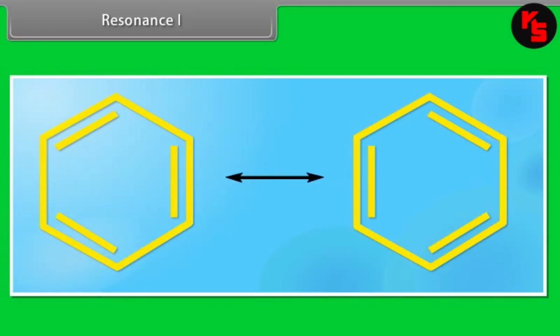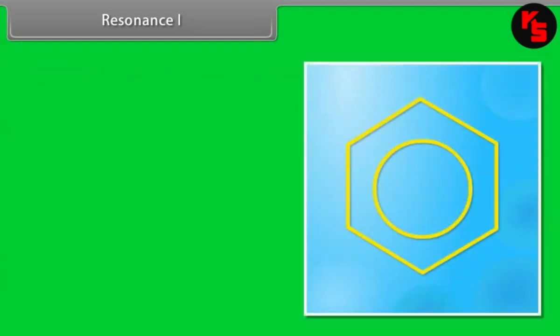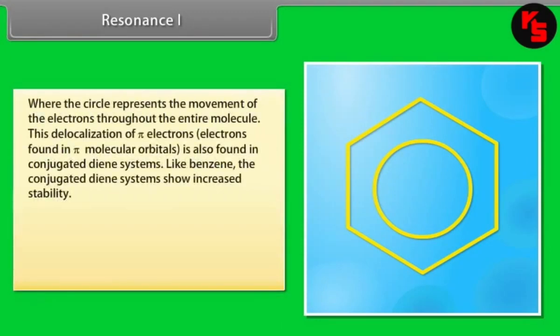The 2 Kekulé structures that can be drawn from the benzene molecule are actually 2 resonance structures. The hybrid of these structures would be drawn as this, where the circle represents the movement of the electrons throughout the entire molecule. This delocalization of pi electrons, found in pi molecular orbitals, is also found in conjugated diene systems. Like benzene, the conjugated diene systems show increased stability.